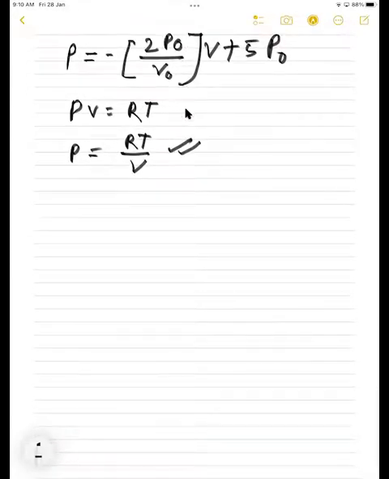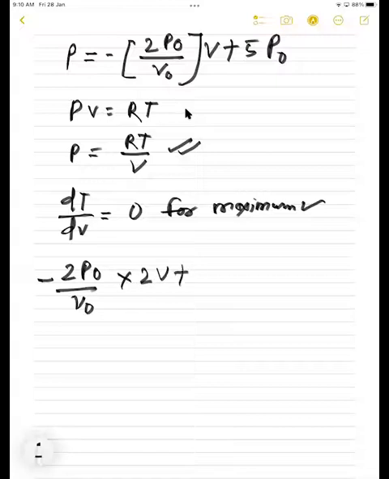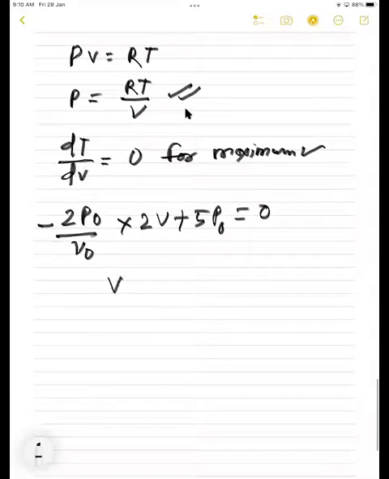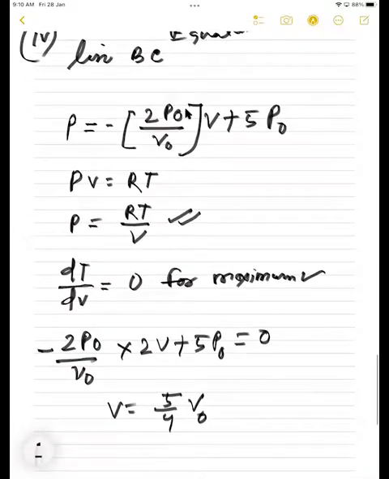And for maximum temperature, students, the change in temperature dT by dV is equal to 0. Correct? And if I solve this one, then I will get negative 2 P naught by V naught into 2V plus 5 P naught is equal to 0. So from there only you can get V is equal to 5 by 4 V naught, right? And you know, students, this is equation 1 we got. RT, how much did we get?